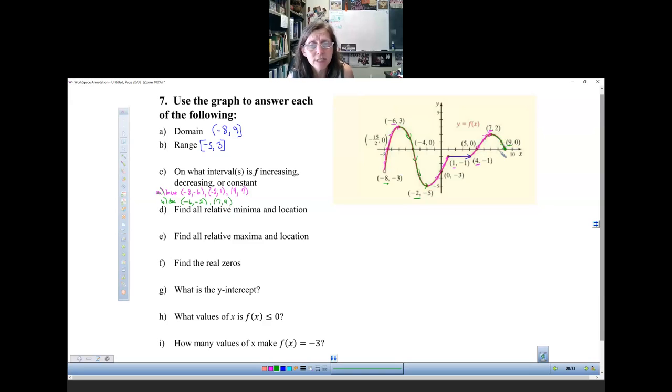Notice I'm still only using these x values. And then finally, where is it constant? It's only constant on one interval, and it is constant from 1 to 4. Once again, that's not a point. These are all intervals.